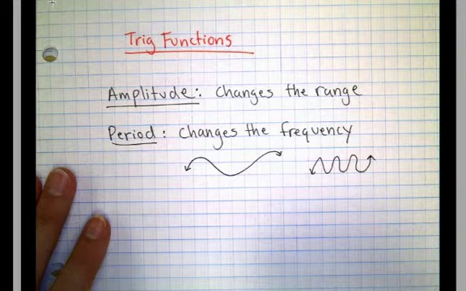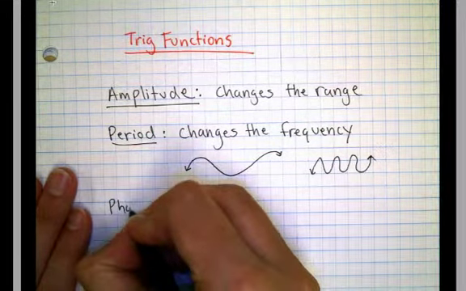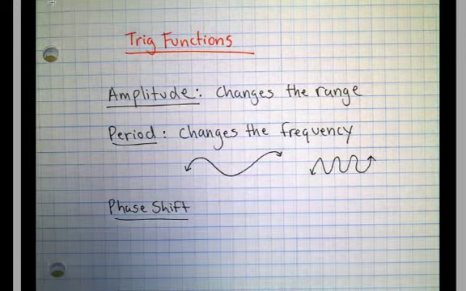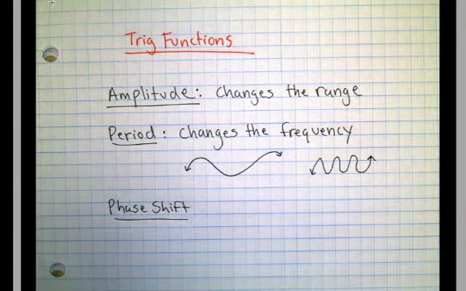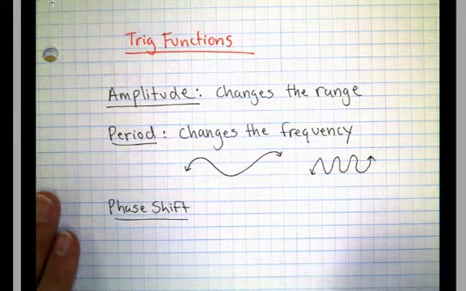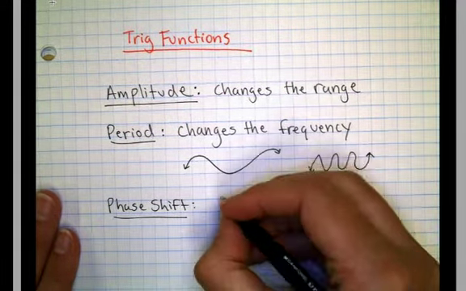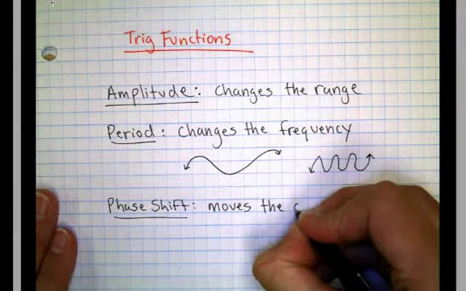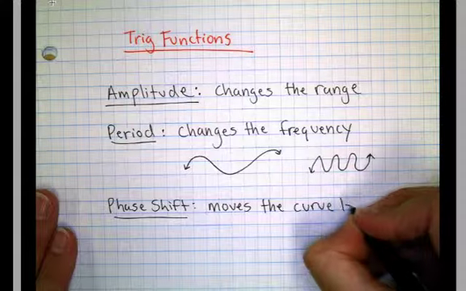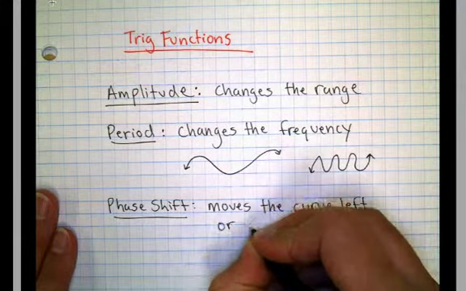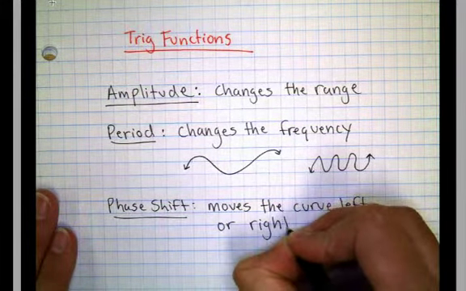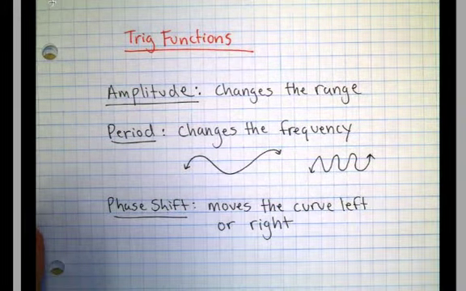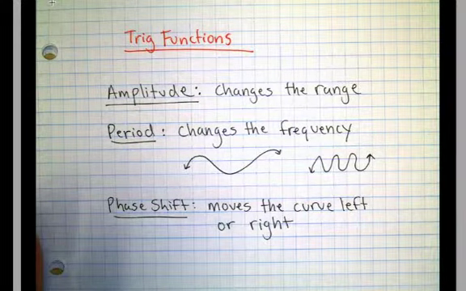And then the other thing we have is a phase shift. And it's just a shift, like a shift law. So a phase shift is just a regular shift, and it just moves the curve left or right. So I'm going to write that. Moves the curve left or right. So we got three different things. We got amplitude, period, and phase shift, and it depends on what kind of function you're looking at.